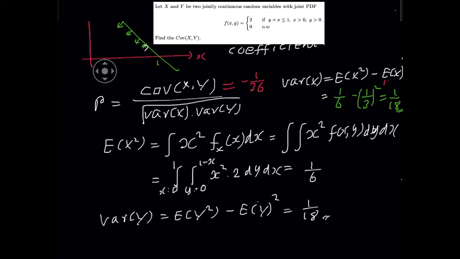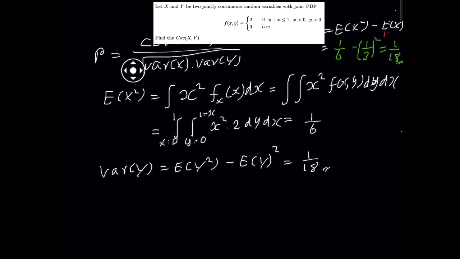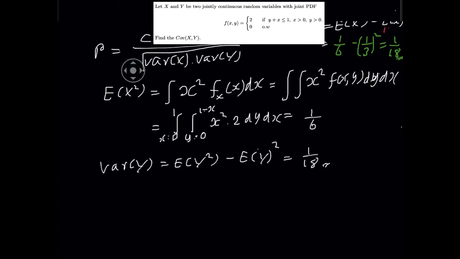Now we can use this, rho equals this. Let me show you. Rho equals negative 1/36 divided by the square root of 1/18 times 1/18. So when you simplify this one, you will get negative 1/2. So this is the correlation coefficient of x and y.